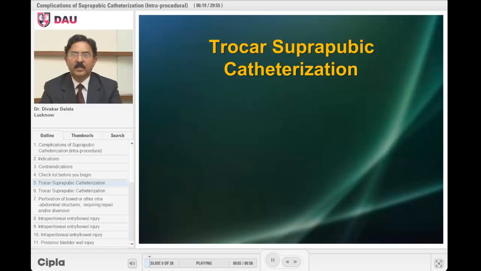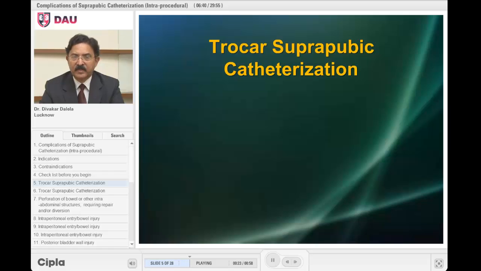The trocar suprapubic catheterization is often left to the junior members of the surgical team, the first year residents, house officers, medical interns. Sometimes, they are the ones who do this procedure.